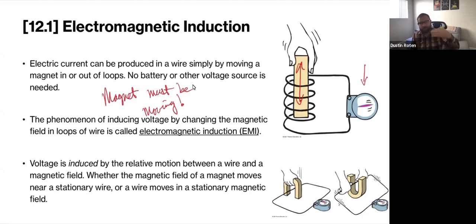So this whole phenomenon of inducing a voltage by changing the magnetic field in loops of wire is called magnetic induction. A lot of times you'll see that abbreviated as EMI. The voltage is induced by the relative motion between a wire and a magnetic field, whether the magnet moves or the wire moves. So you're going to get this effect either way, if you move the magnet or the magnetic field, or if you're moving the wire and the magnet's actually sitting still. As long as you have the relative motion of one of these things, you're good to go.